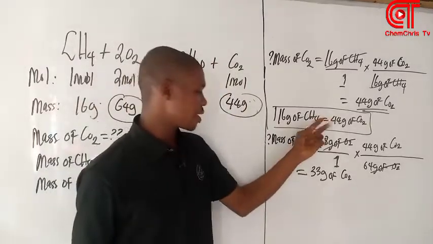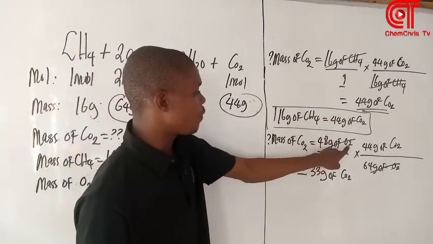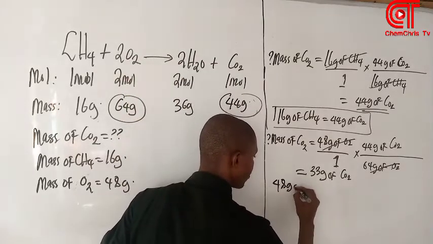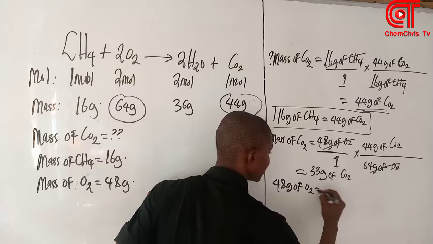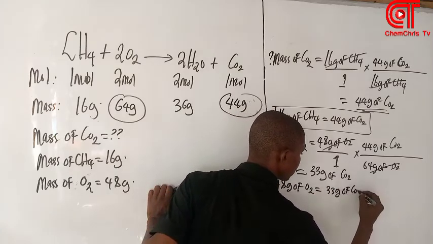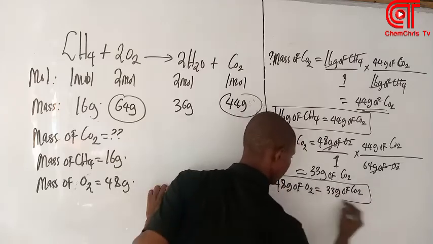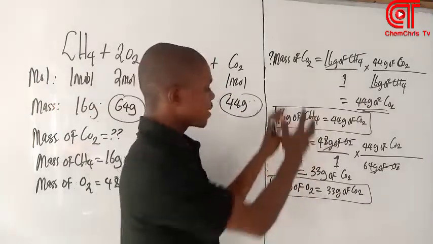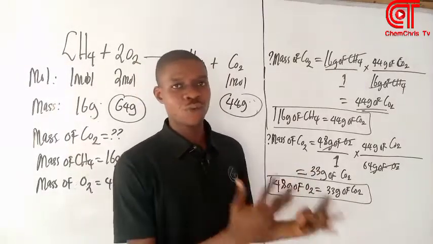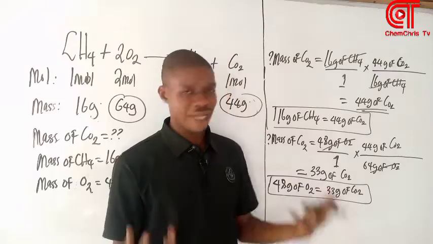Now, what does it tell you? It means that 48 grams of O2 is equals to 33 grams of CO2. So with this one here, we can now get our limiting reactant and the reactant in excess.